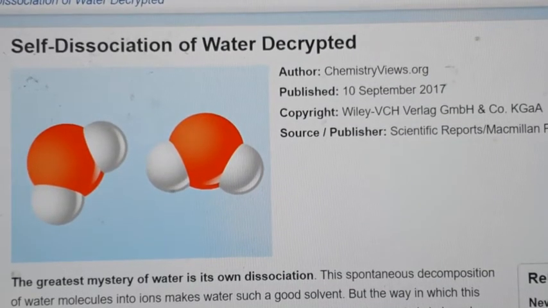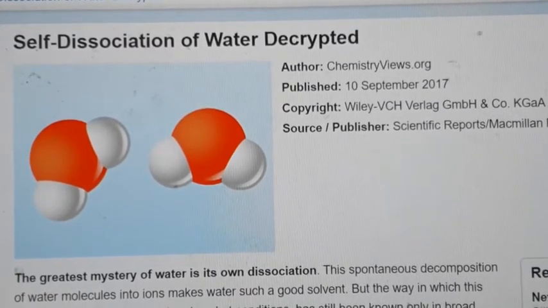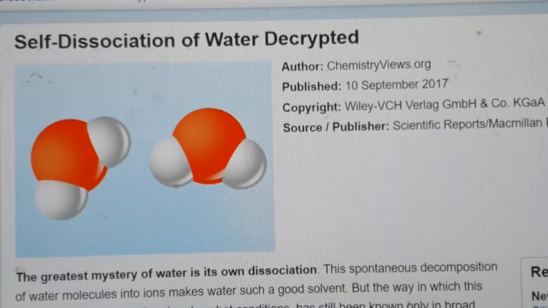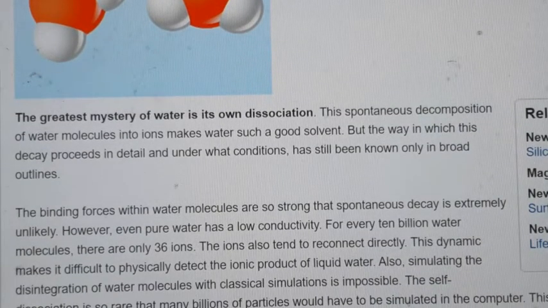The self-dissociation of water decrypted, and this is published. This was published 2017, September the 10th, and this is from chemistryreviews.org. So I'm just going to read out what it says, and this is only 3 years ago, roughly. Yes, 3 years ago. All right, so let me just talk about what is dissociation first.